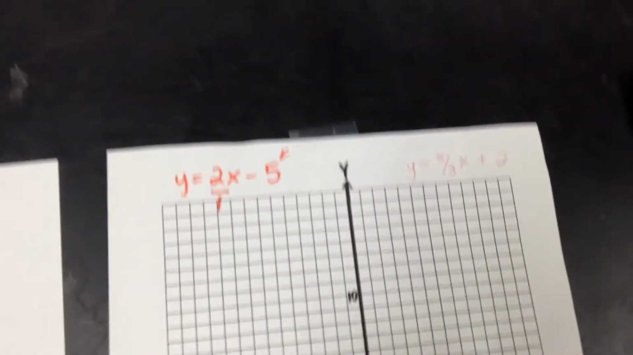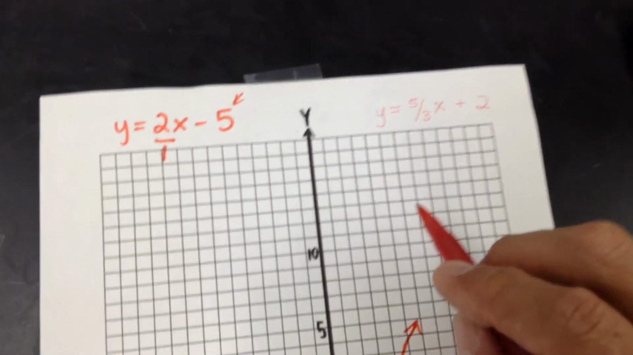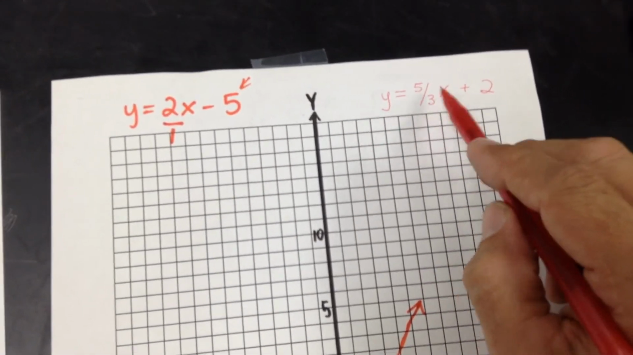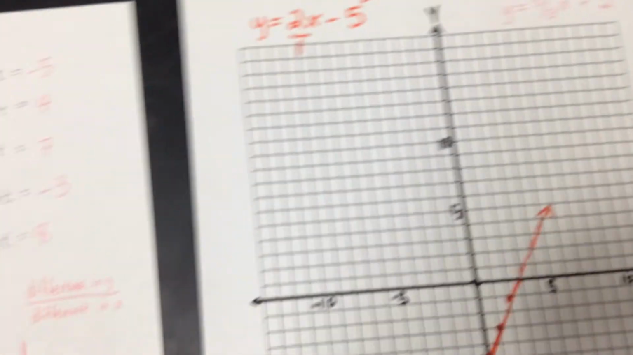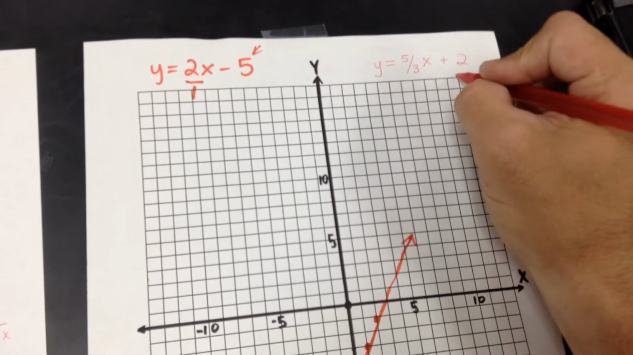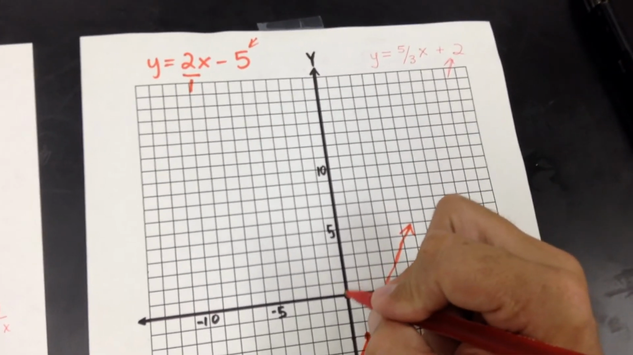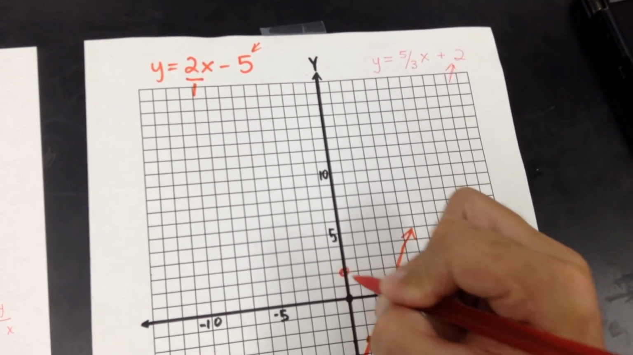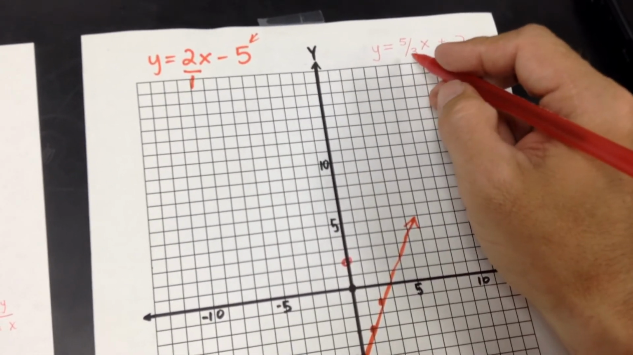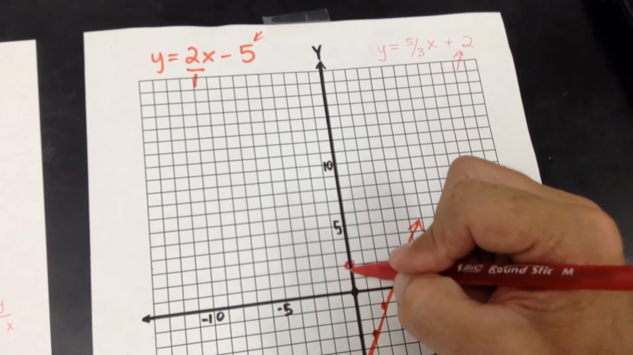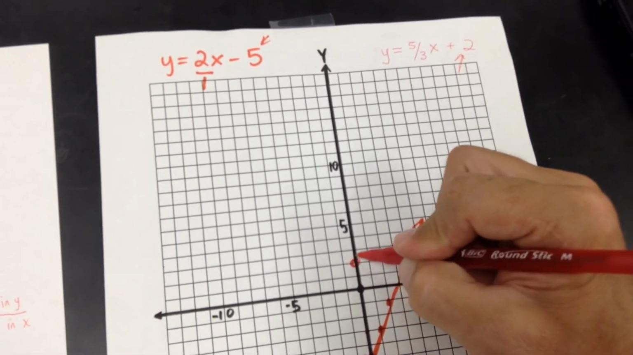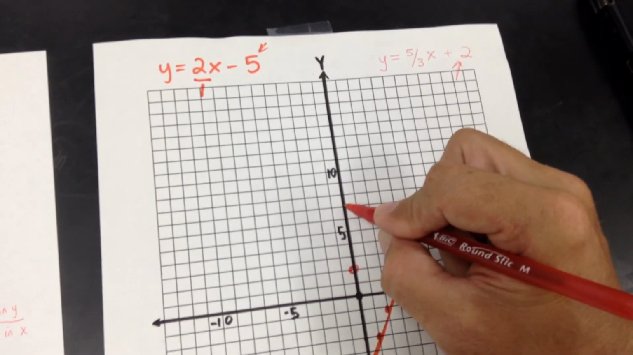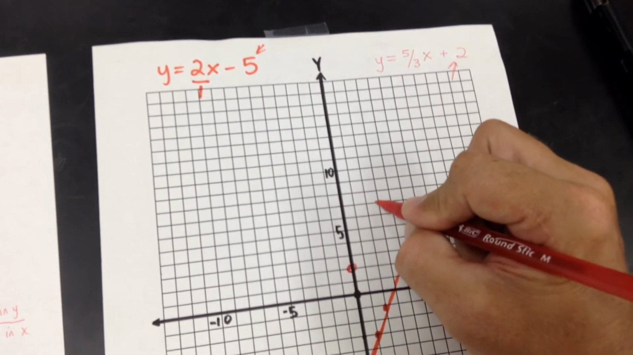Okay, the next one, using red pen for this one, that was orange, the last one. Y equals 5/3 x plus 2. So the first thing I'm going to do is this positive 2 right here. I'm going to come right here on my y-axis to positive 2. That's my first point. And then my slope is 5/3, rise over run. That means from this point I go up 5, 1, 2, 3, 4, 5, and then over to the right, because it's positive, 1, 2, 3.